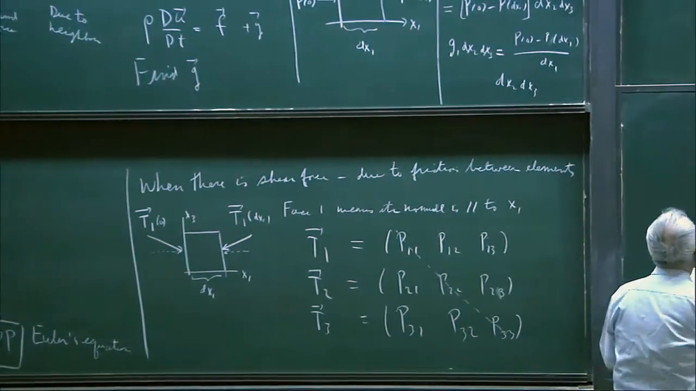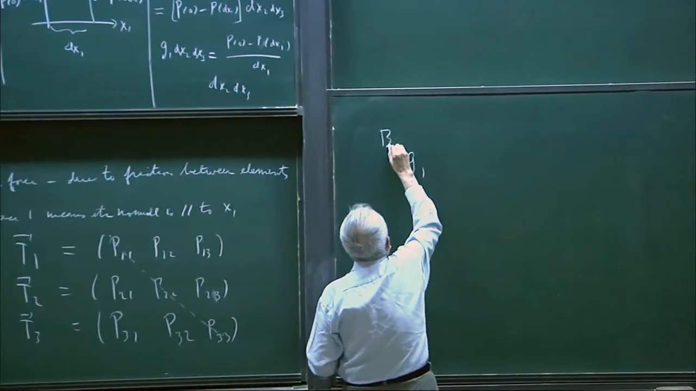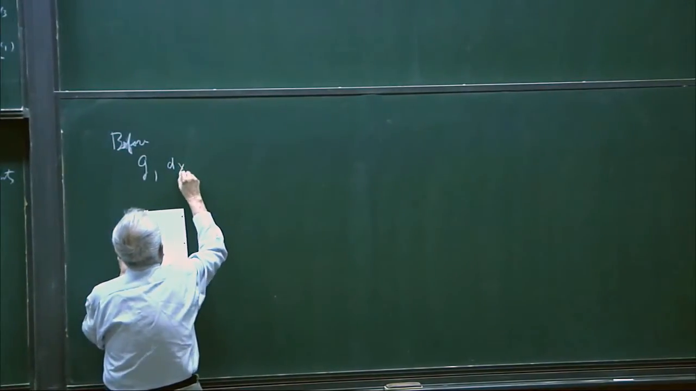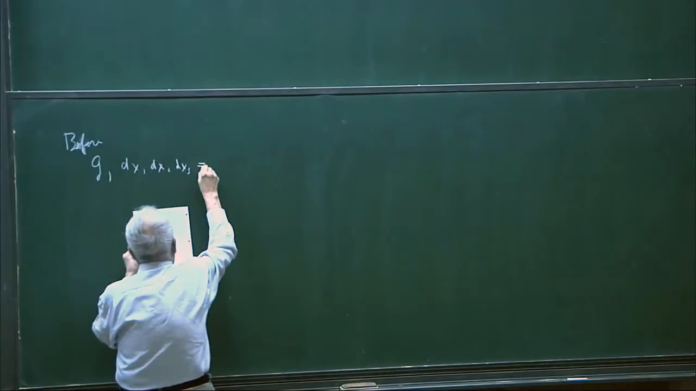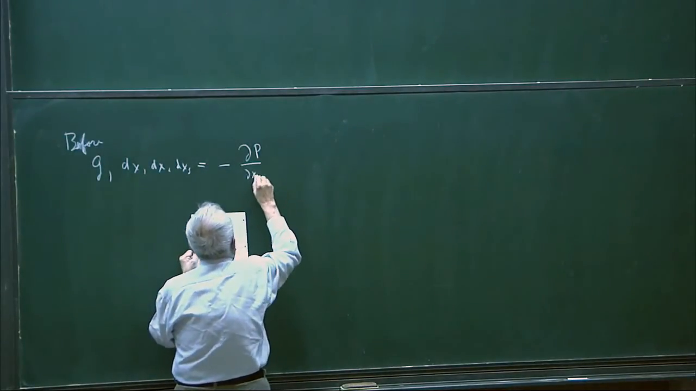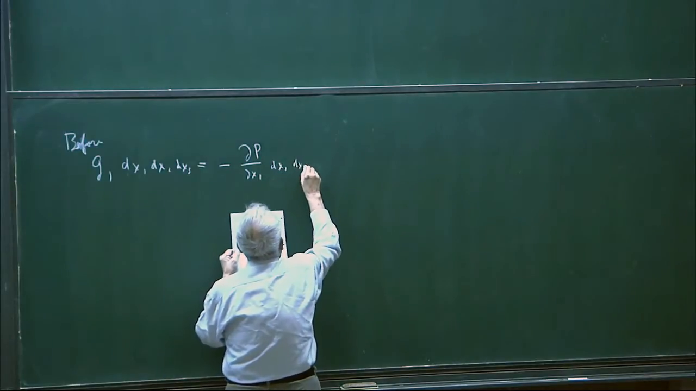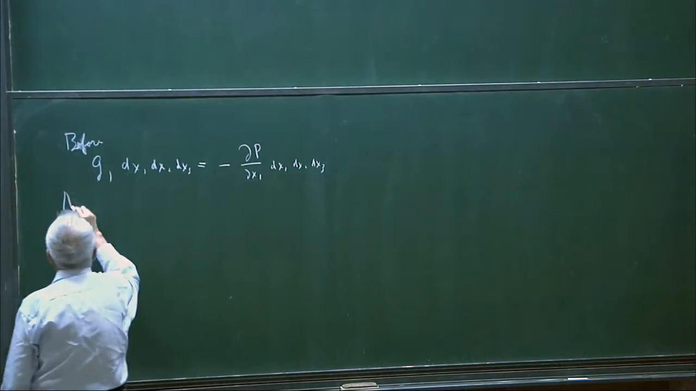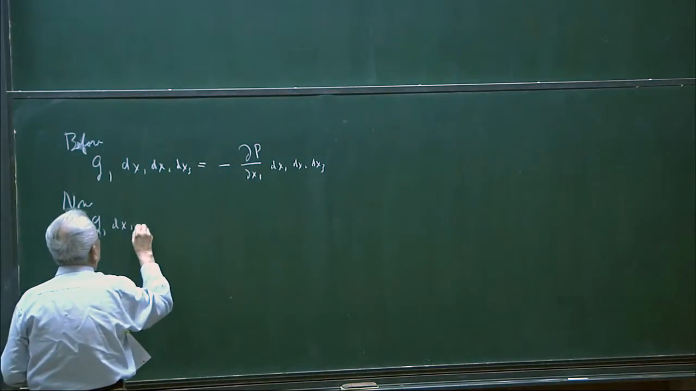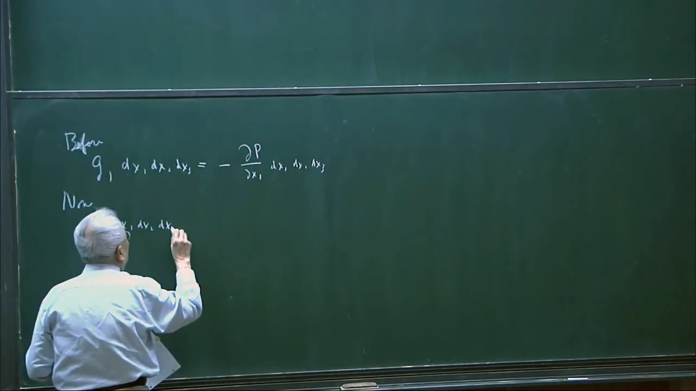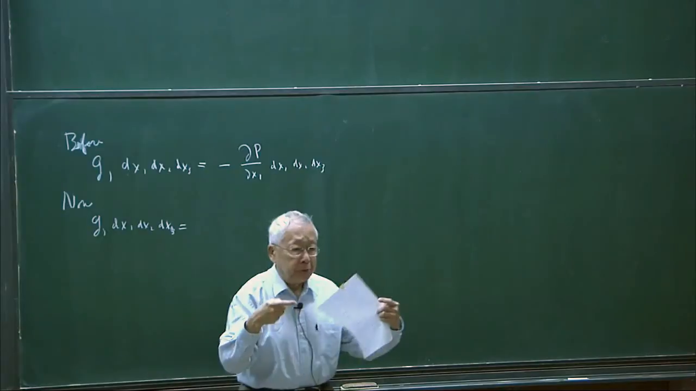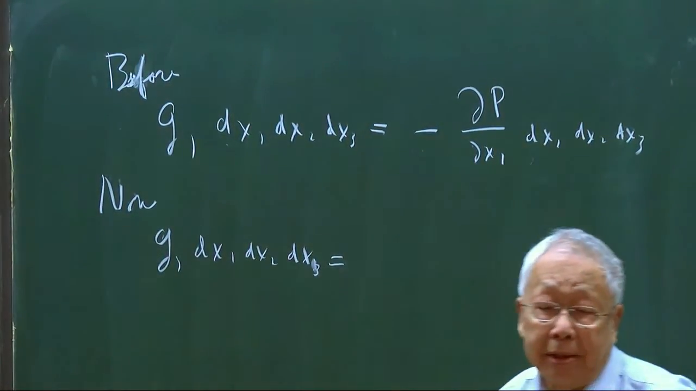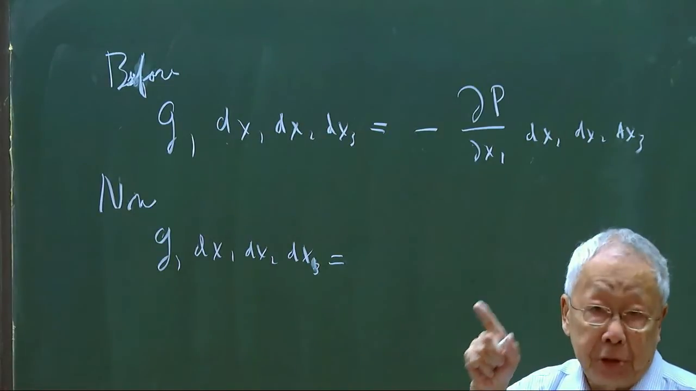So now let us work out G1. Before, let me remind you, when there was only a normal hydrostatic force, G1 times dx1, dx2, dx3 is equal to minus dp/dx1 times dx1, dx2, dx3. That's what we derived before, right? Now, let's compare. Now, G1 dx1 dx2 dx3 will have extra terms, because this term comes from the balance of forces along the x-axis due to forces acting on the phase 1. But now there are forces along the x-axis coming from forces acting on phase 2 and phase 3 and so forth.